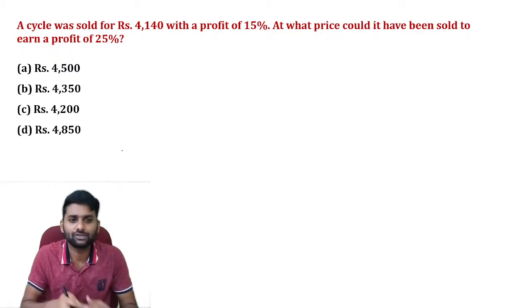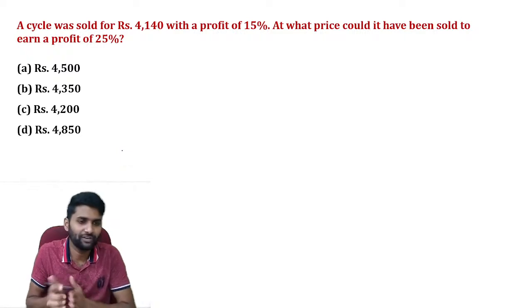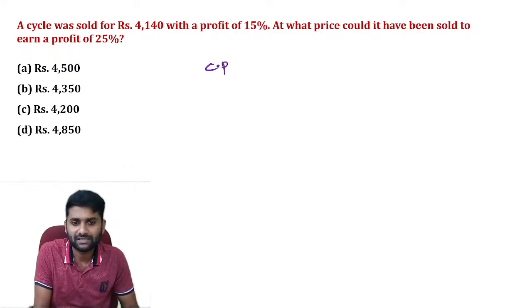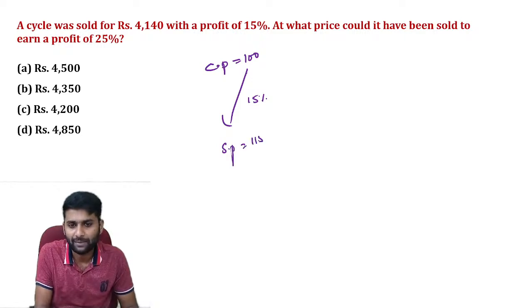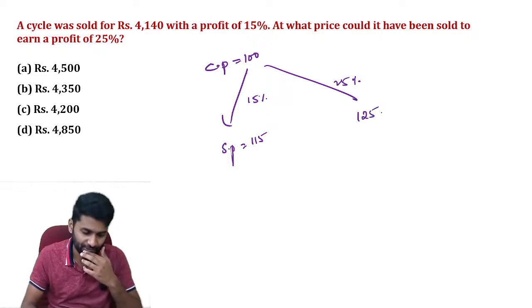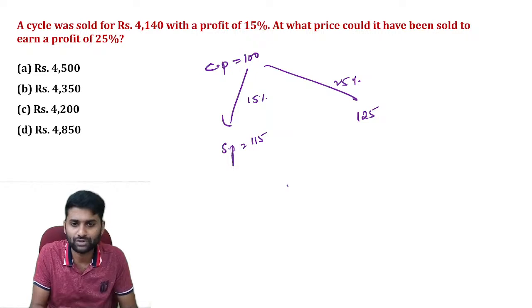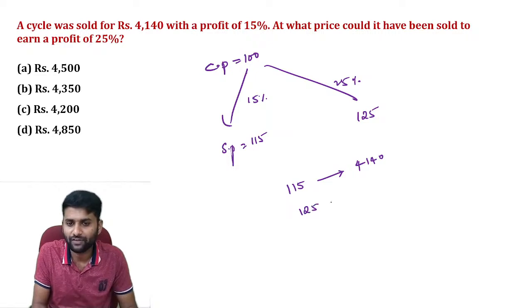Now see, a cycle was sold at 4,140 with a profit of 15%. At what price could it have been sold to earn a profit of 25%? Let us take the cost price of that article as 100. If you sell it at a profit of 15%, the selling price is 115. But I need a profit of 25%, which means I want 125 units. Now, let's go through the comparison. If 115 units is equal to 4140, then 125 units is how much?